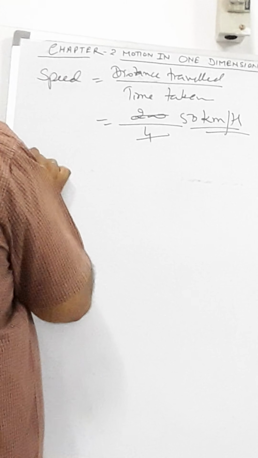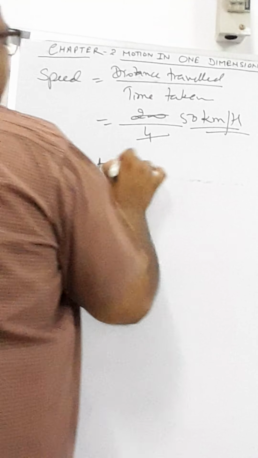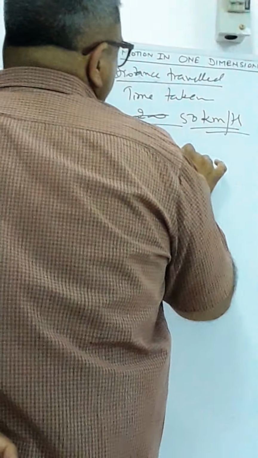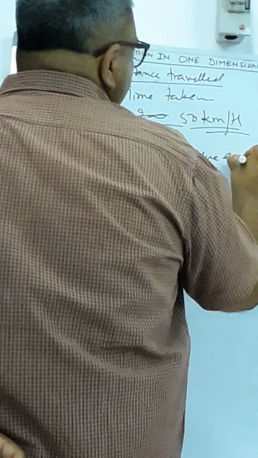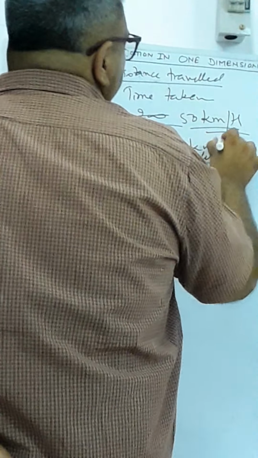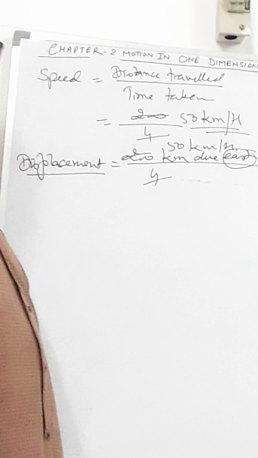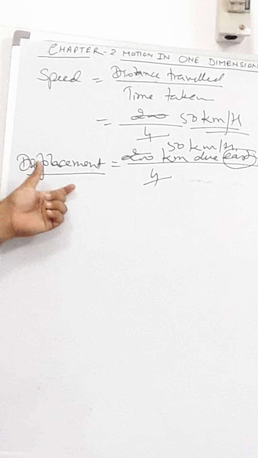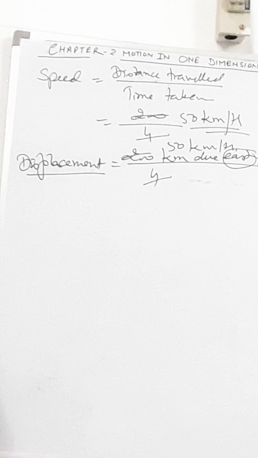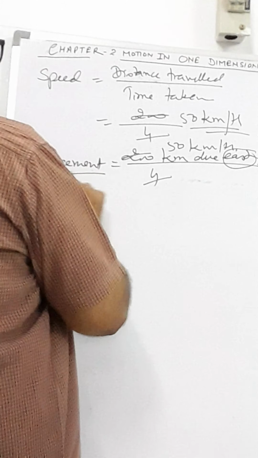And displacement: 200 kilometers due east, time taken 4 hours, 50 kilometer per hour. This is said to be the velocity because the direction is involved along with the magnitude. So it is said to be the displacement per time. The other is said to be the speed. So displacement divided by time is velocity, and distance divided by time is speed.